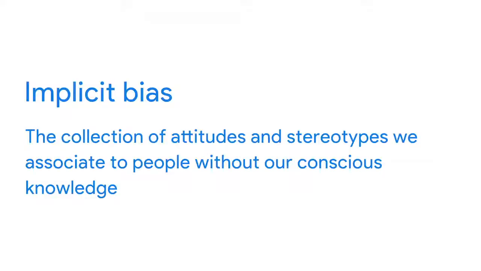The first bias is one we've already discussed, implicit bias or unconscious bias. Remember, implicit bias is the collection of attitudes and stereotypes we associate to people without our conscious knowledge. These attitudes and stereotypes are often negative, exclusionary, or disempowering. When recruiting participants for usability studies, any implicit biases you have against a particular user group might impact your expectations for how those participants will interact with the product.